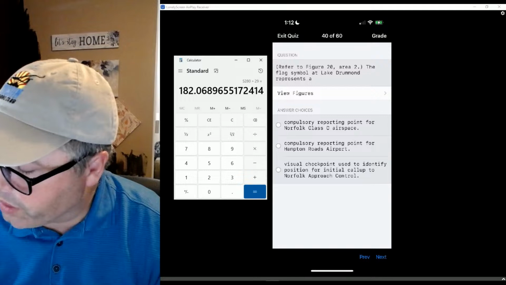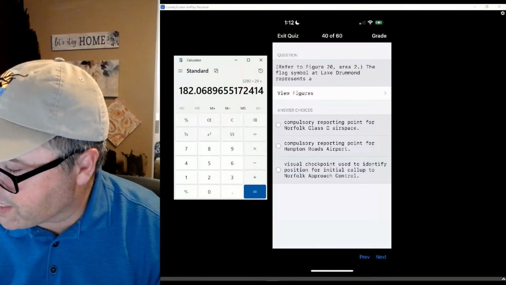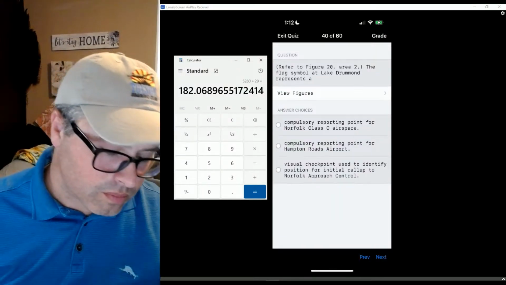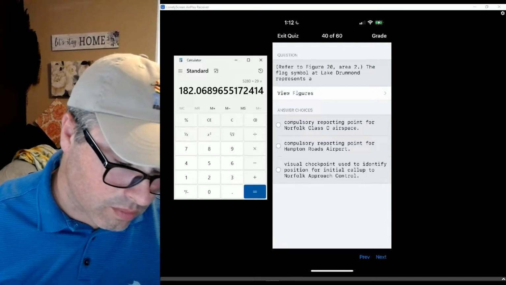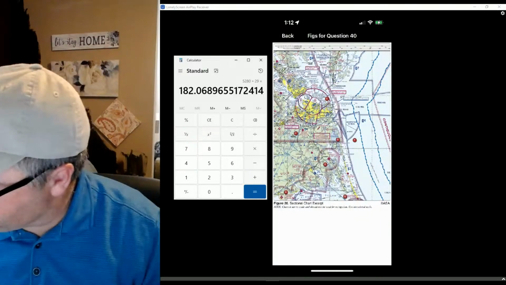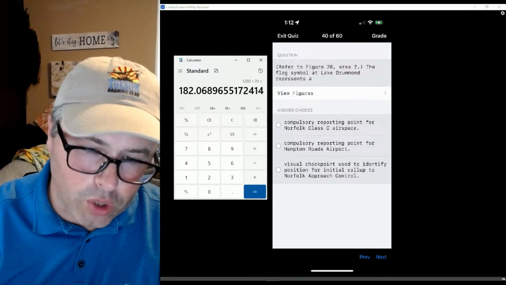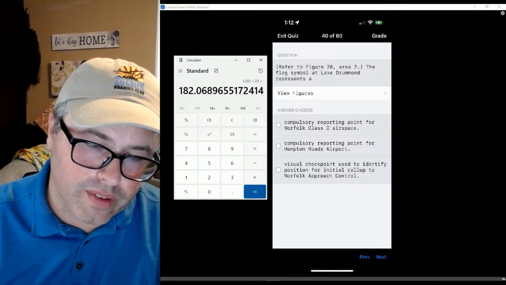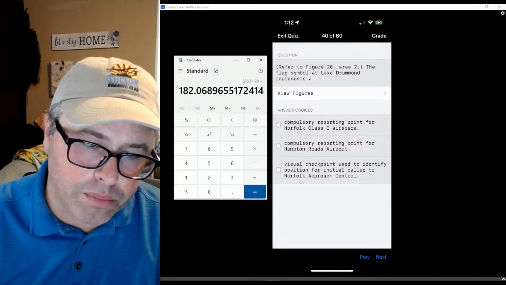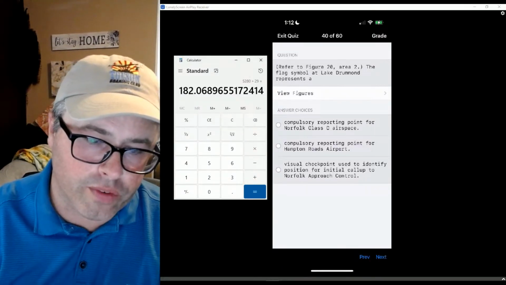Okay, and I'm reading through each one. Refer to Figure 20, Area 2. The flag symbol at Lake Drummond represents a. Let's look at the options first. Compulsory reporting point for Norfolk Class Charlie, compulsory reporting point for Hampton Roads Airport, or a visual checkpoint used to identify position for initial call up to Norfolk approach control.